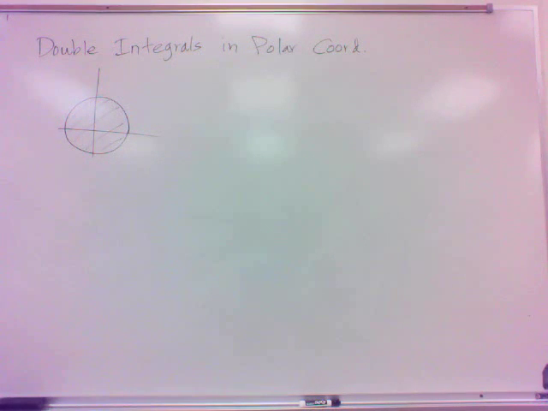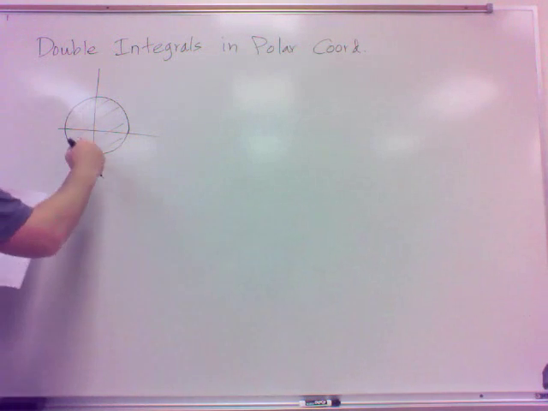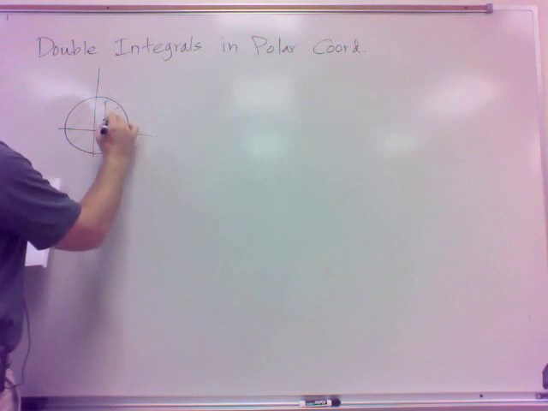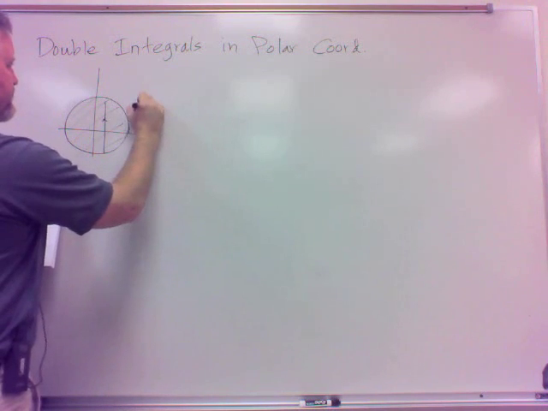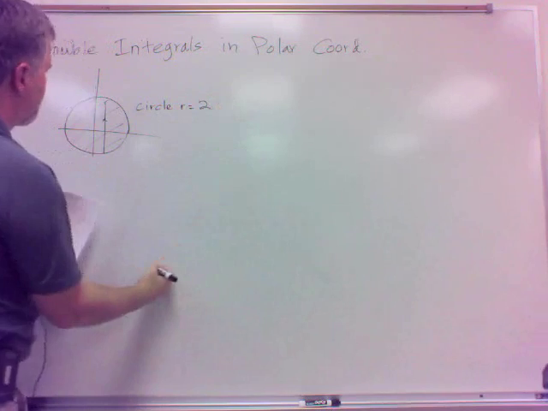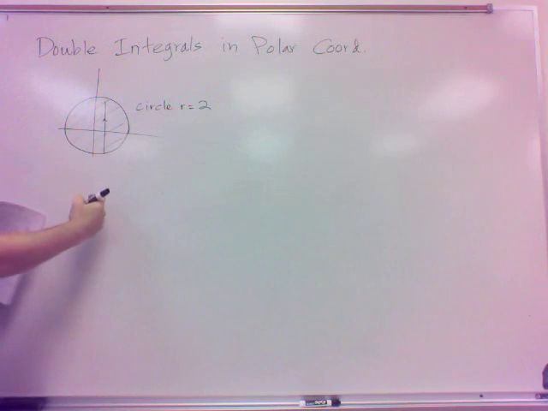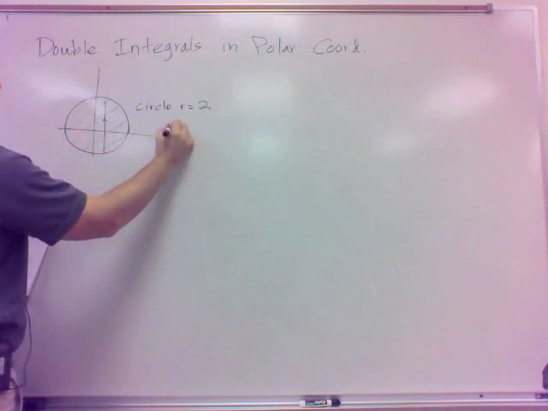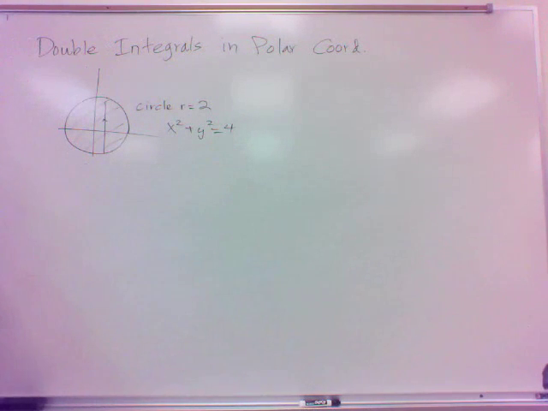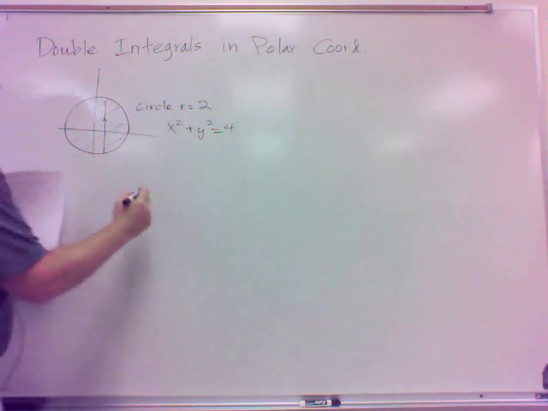Well, in terms of x's and y's, there's different ways I could do it. So this is a circle, radius 2. What would be the equation? The equation would be x squared plus y squared equals 4, right? Okay, well, so it's not hard to get the equation there, but think about this.